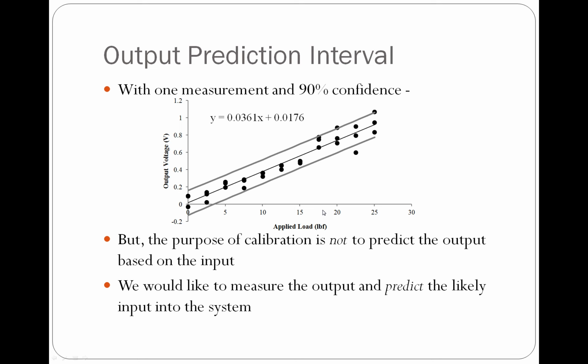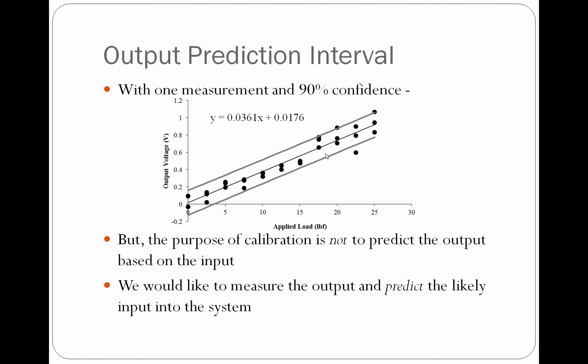So basically we want to work the system backwards. If I get a reading of 0.6 volts of output, I would like to predict how much load was applied to that load cell. I would move over here and I would see that there's a wide range of values, somewhere between about 15 and 20 pounds force, that corresponds to an output of 0.6. So how do we do this? How do we actually compute this?